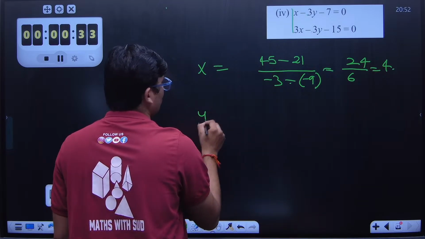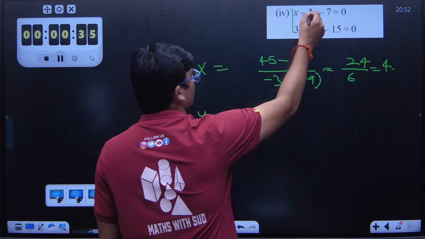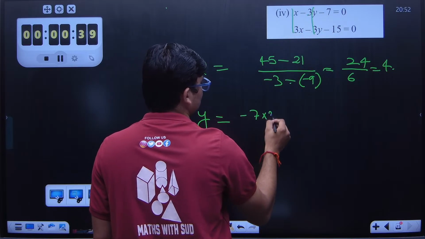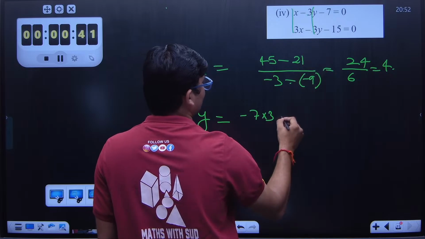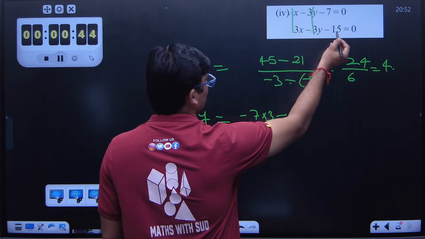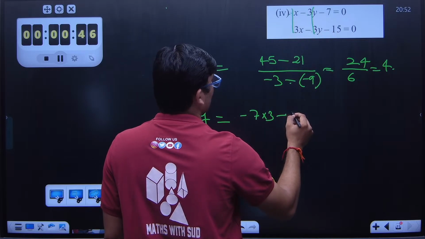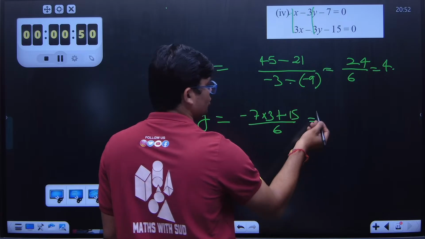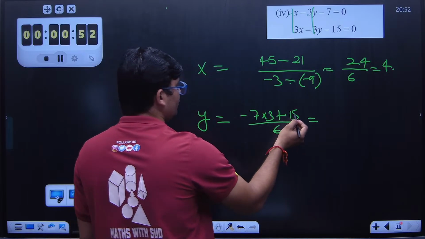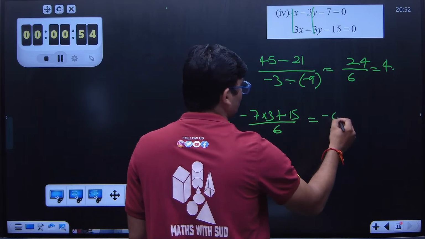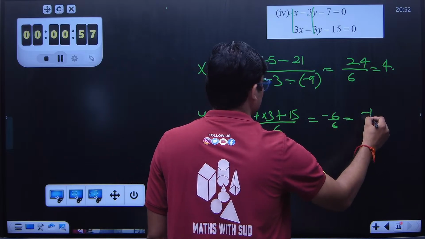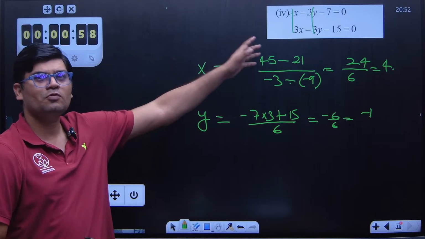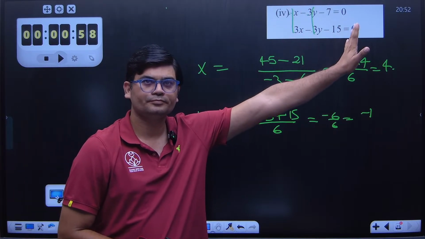Let us find y. For y, we should not look at y. Then minus 7 into 3 is minus 21, and then minus 1 into minus 15, which is going to be plus 15, divided by the same denominator, the denominator will remain the same only. So minus 21 plus 15 is going to be minus 6 by 6, which is minus 1. So I took 1 minute to solve this using this formula. Are you getting it? Yes, sir.